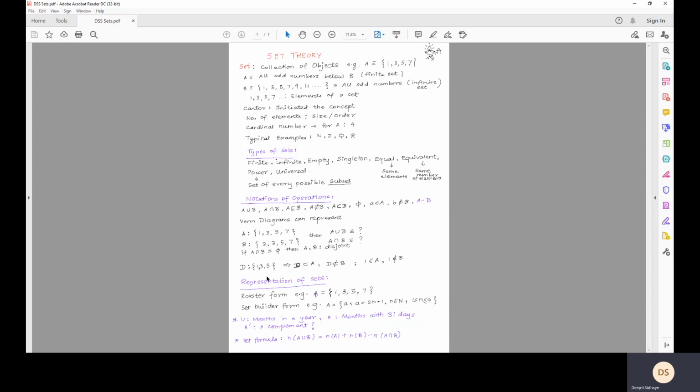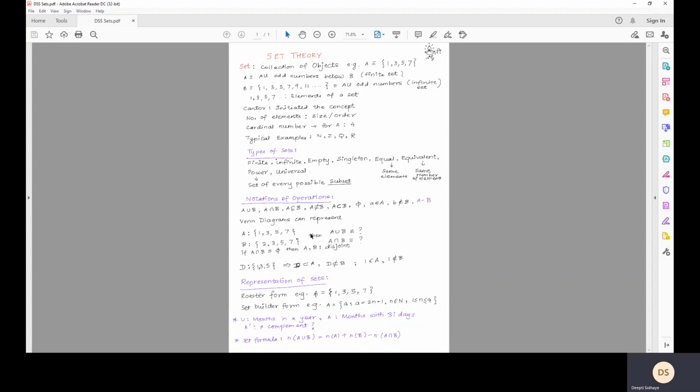And the name subset itself tells you that it's a small set within the big set. So if D is a subset of A, you can say it the other way, A is a superset of D. So in this manner also, you can talk about it. Now, in this example, D is not a subset of B.